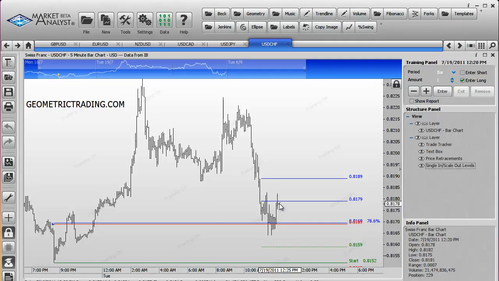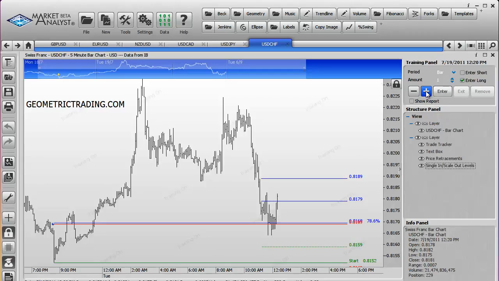Now we have hit our first target at 81.79. That means we'd sell 1 dollar Swiss contract, and we'd move our stop up to this level here, 81.59, which has moved up 50% of our initial risk. So worst case scenario right now, the market turns down and we get stopped out on both contracts right here. But the good news is that you've already reduced your risk. Even if you get stopped out right now, you've reduced your risk by over 83%, which is a big number.